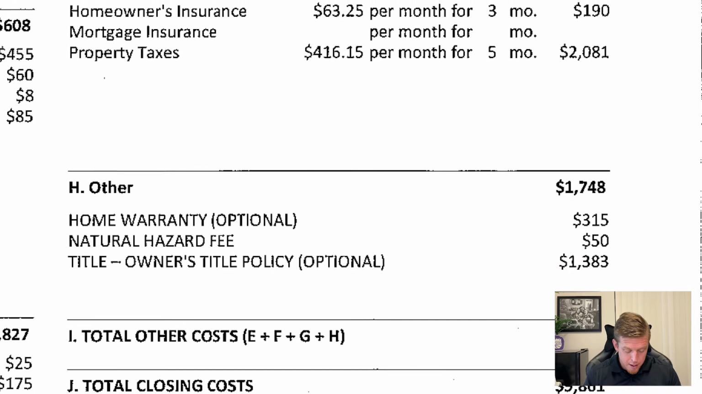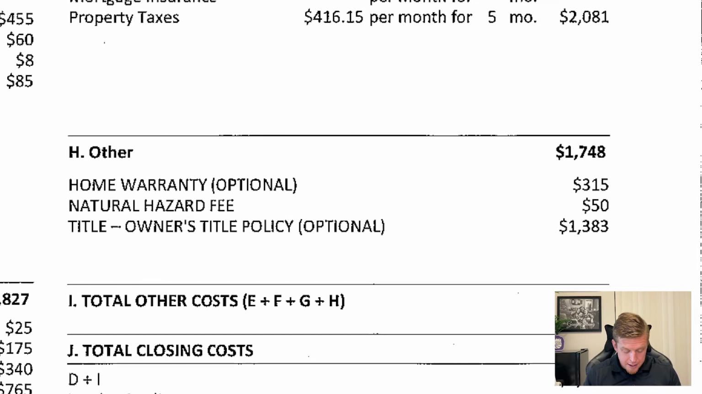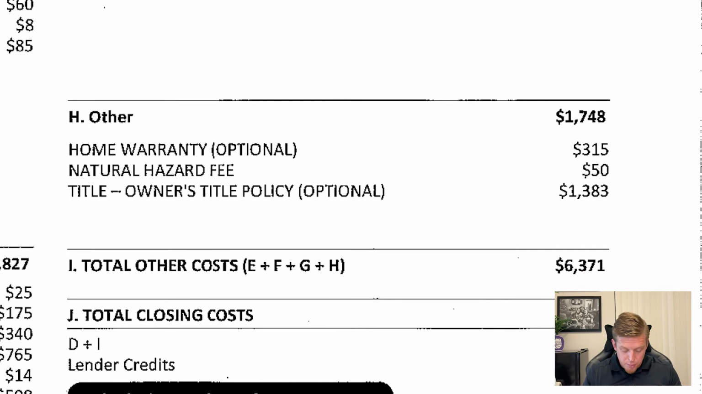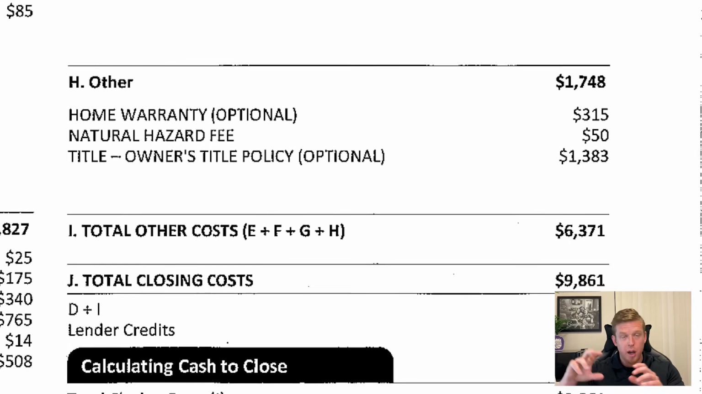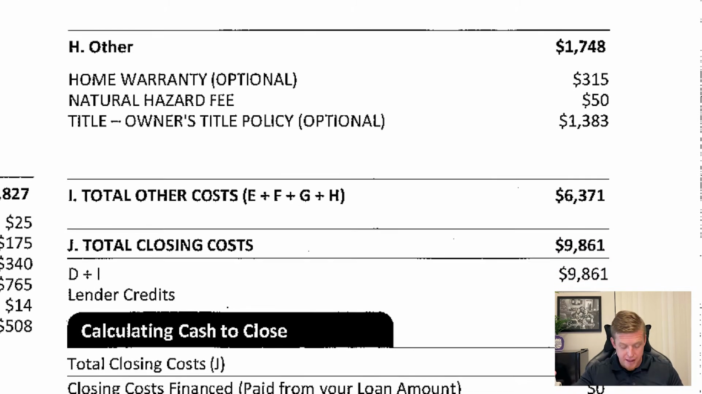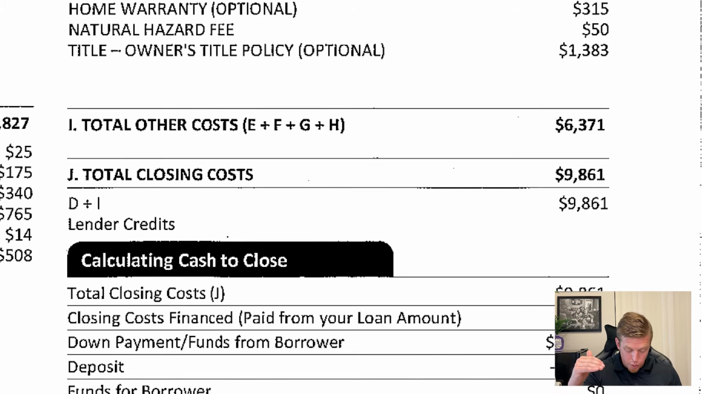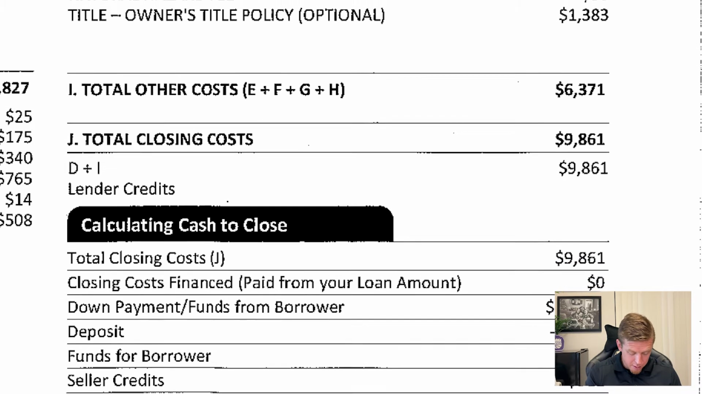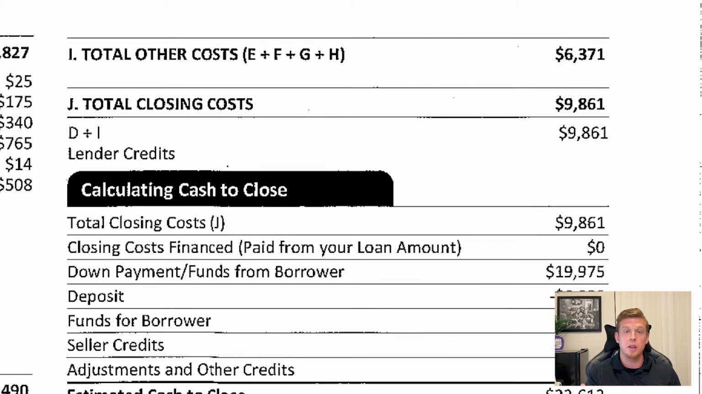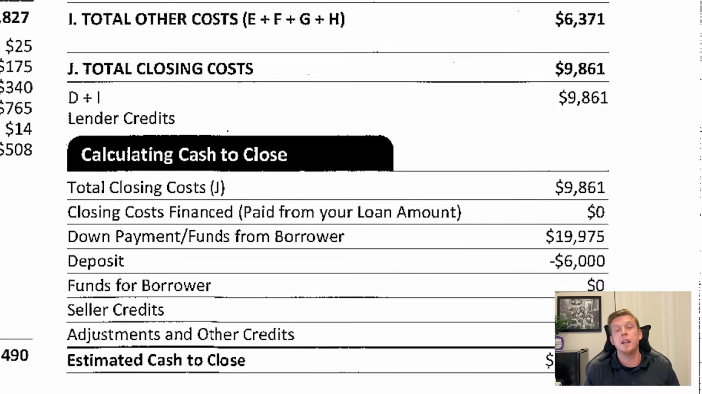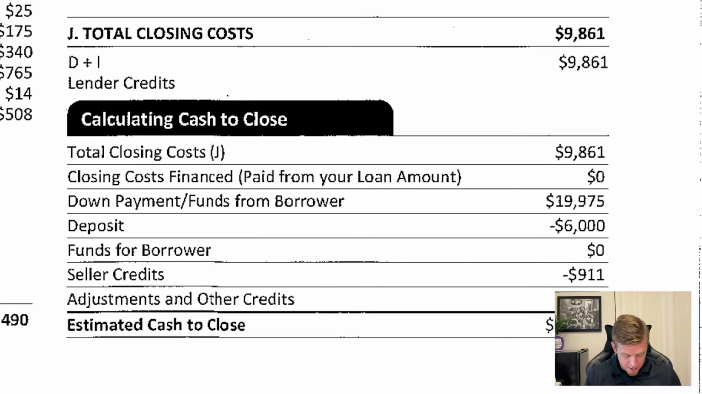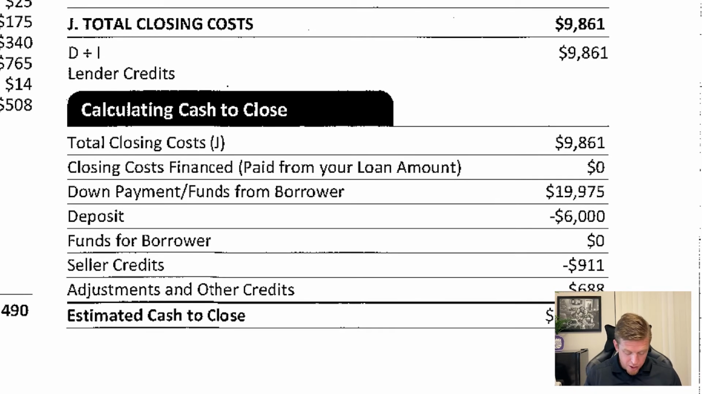Okay, H, we've got some other stuff, a home warranty, natural hazard fee, owner's title policy. And so that's that. These total other costs get tallied and there's a total for that, plus the loan cost on the left. That all comes together. And then what you've got is your deposit. In this case, it looks like it was $6,000. And your total cash to close, which we saw on page 1, was the $23,613 after the $6,000 and the seller credit and other adjustments have been accounted for. So that's the gist of it. Any questions at all, please feel free to reach out. I know that they could have done a better job making this thing less confusing.